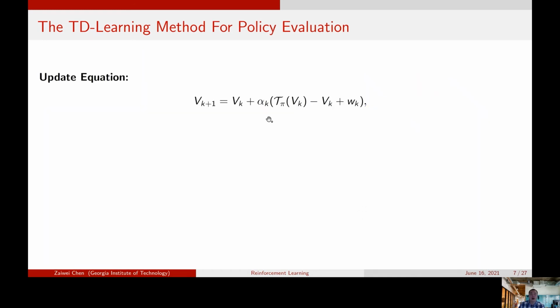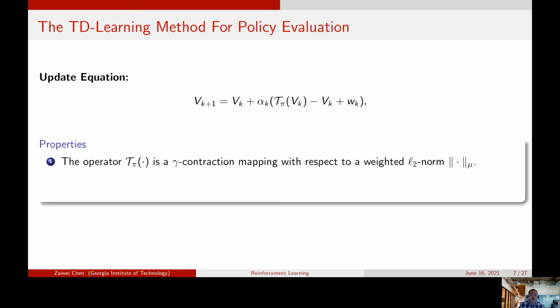Okay, now we have the update equation for synchronous TD learning. We next establish the properties of the Bellman operator T pi and the noise wk, which essentially enable us to apply the stochastic approximation results we studied in part 1 of this tutorial.